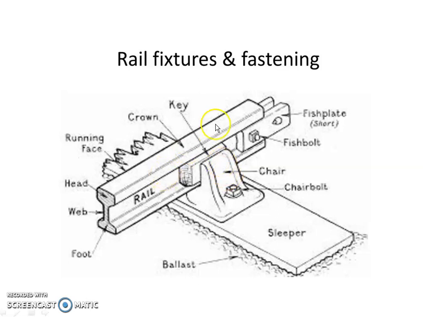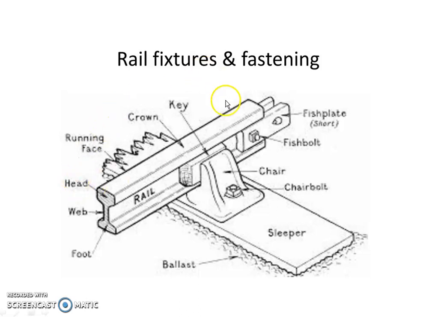Between the chair and the crown portion of the rail, we'll be providing the key portion. This is a key block. Then to connect this rail, we'll be using a fish plate. To connect that, we need a fish bolt.